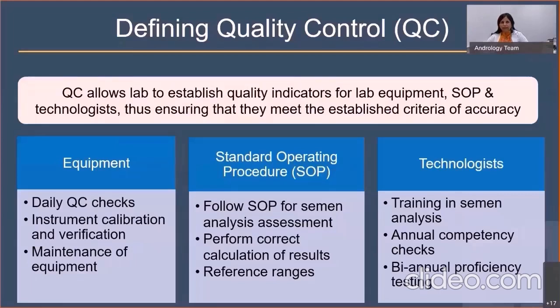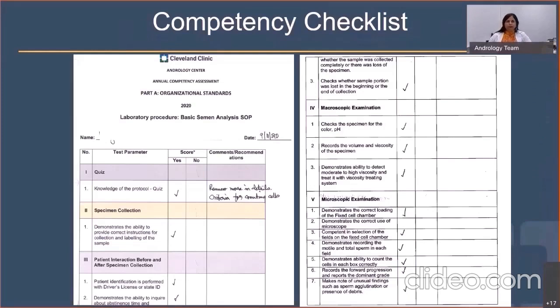Next slide, please. So this is an actual example of a competency checklist, and this is as it applies to the basic semen analysis procedure. And all of the procedure is broken down into steps. I, as a supervisor, conduct these competency checks because I am deemed by the accreditation agencies to be competent to conduct the competency checks for the technologists.